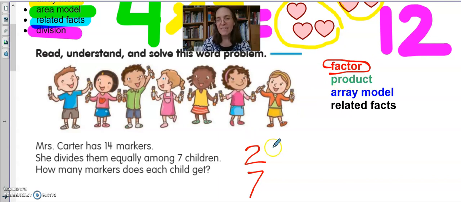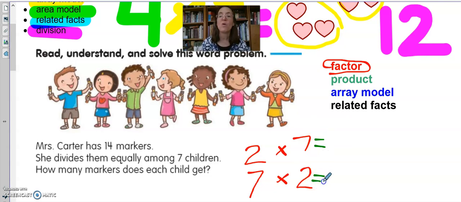And the nice thing about multiplication is it's a little bit like addition also in that it doesn't matter what order you put the factors in. I could multiply 2 times 7, and I could multiply 7 times 2. And when I do that, I'm going to get a product, which is the total, the whole thing in a multiplication situation. So here we have 2 times 7.